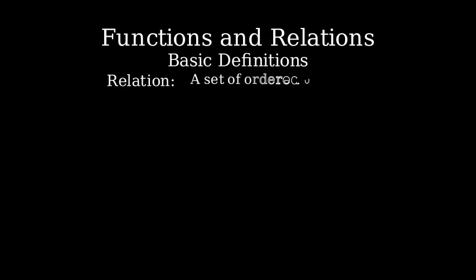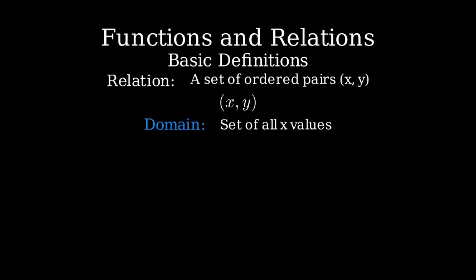A relation is defined as a set of ordered pairs, (x, y). The set of all x values is called the domain of the relation, and the set of all y values is called the range. Now, what makes a relation a function?